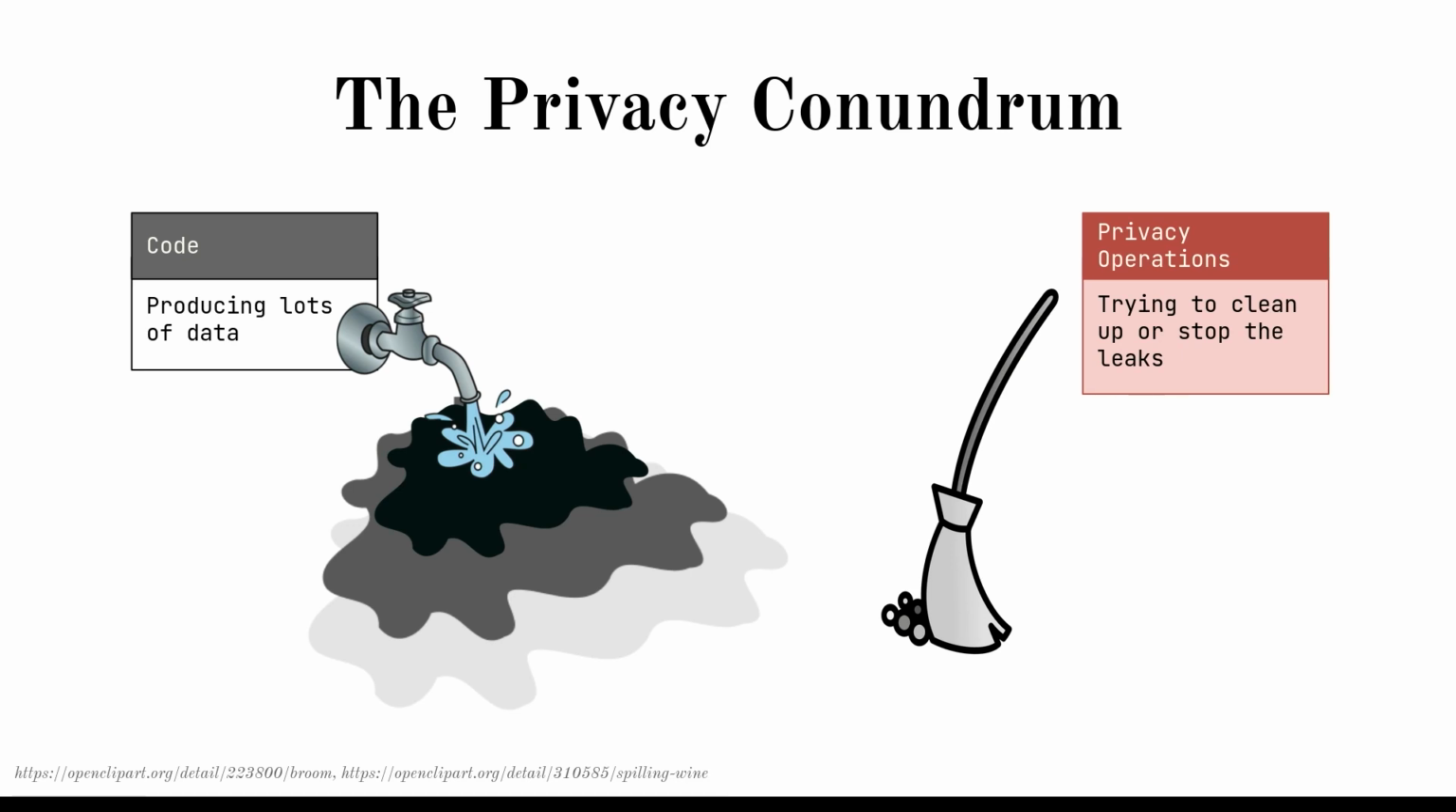But I believe that data is produced by code. So it's kind of like a tap that is turned on and water is flowing everywhere. And on the other side are privacy operation folks, and they have a broom and they're trying to broom the water in. And it's really true. I can give you a real example here.